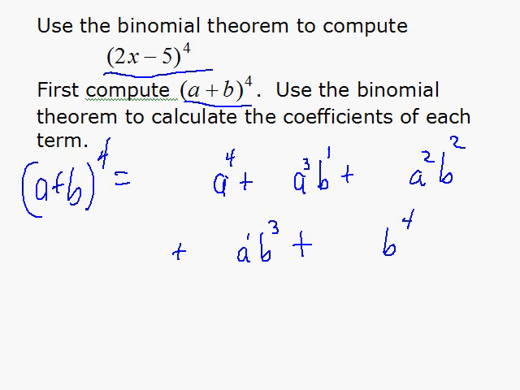Now remember that if you add the exponents together, they always better equal the power 4. 4, 3 plus 1, 2 plus 2, 1 and 3, and 4. Okay, now to construct the coefficients, I make a fraction in front of each one. The numerator of all these fractions is 4 factorial. That's easy enough. Put that in there.